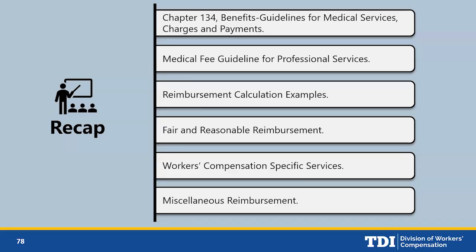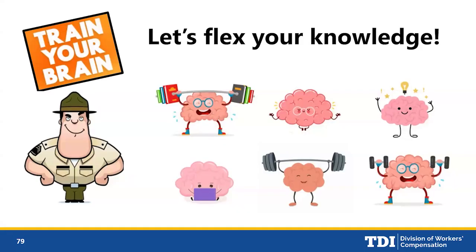So we're coming to the end. We have covered chapter 134. All the rules in there are about payment. We went over specifically professional services in the medical fee guideline, some reimbursement calculations. We talked about if you're asking for something that requires fair and reasonable reimbursement, workers' comp specific services, and then some miscellaneous reimbursement. Now we're at a part where we're going to train your brain. So hopefully you're not too sore from the previous videos.